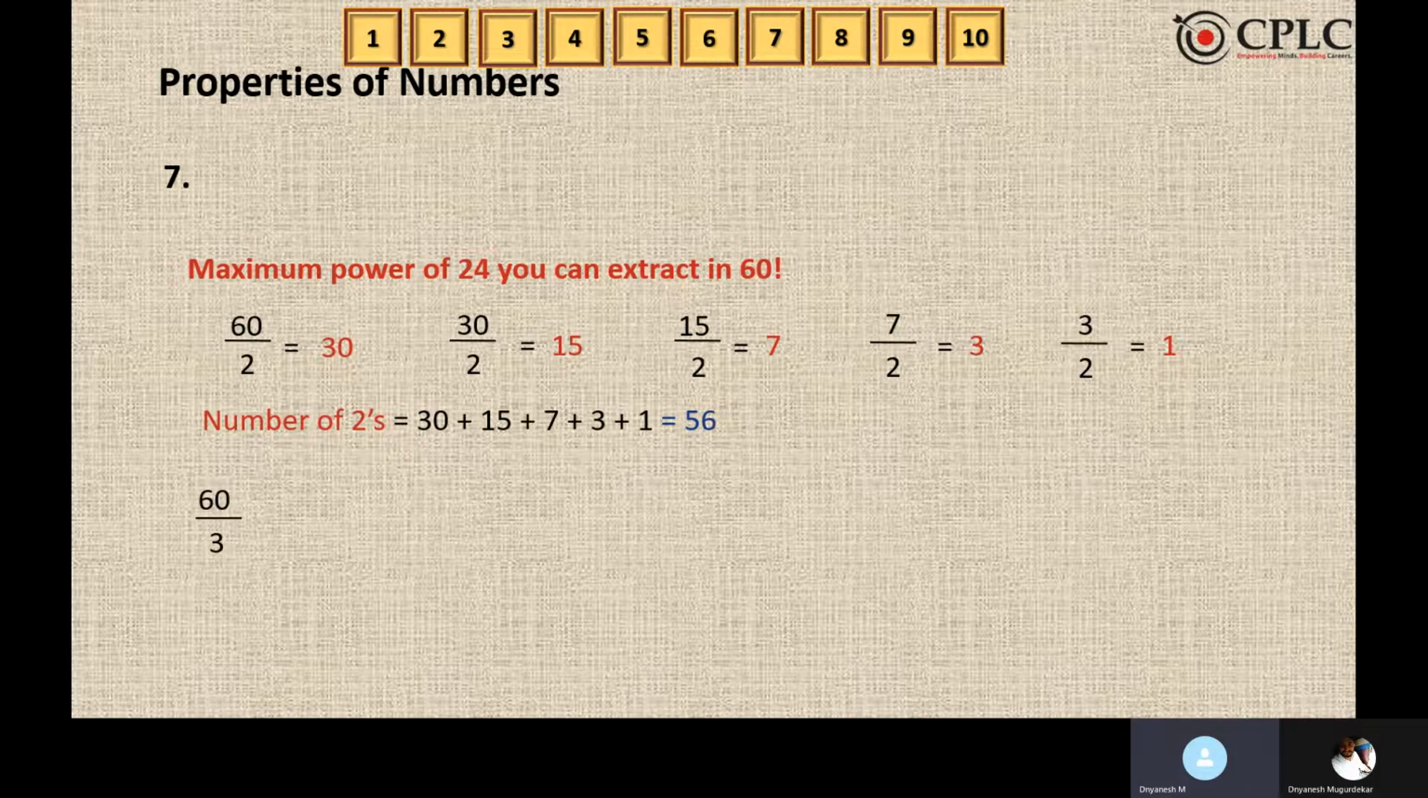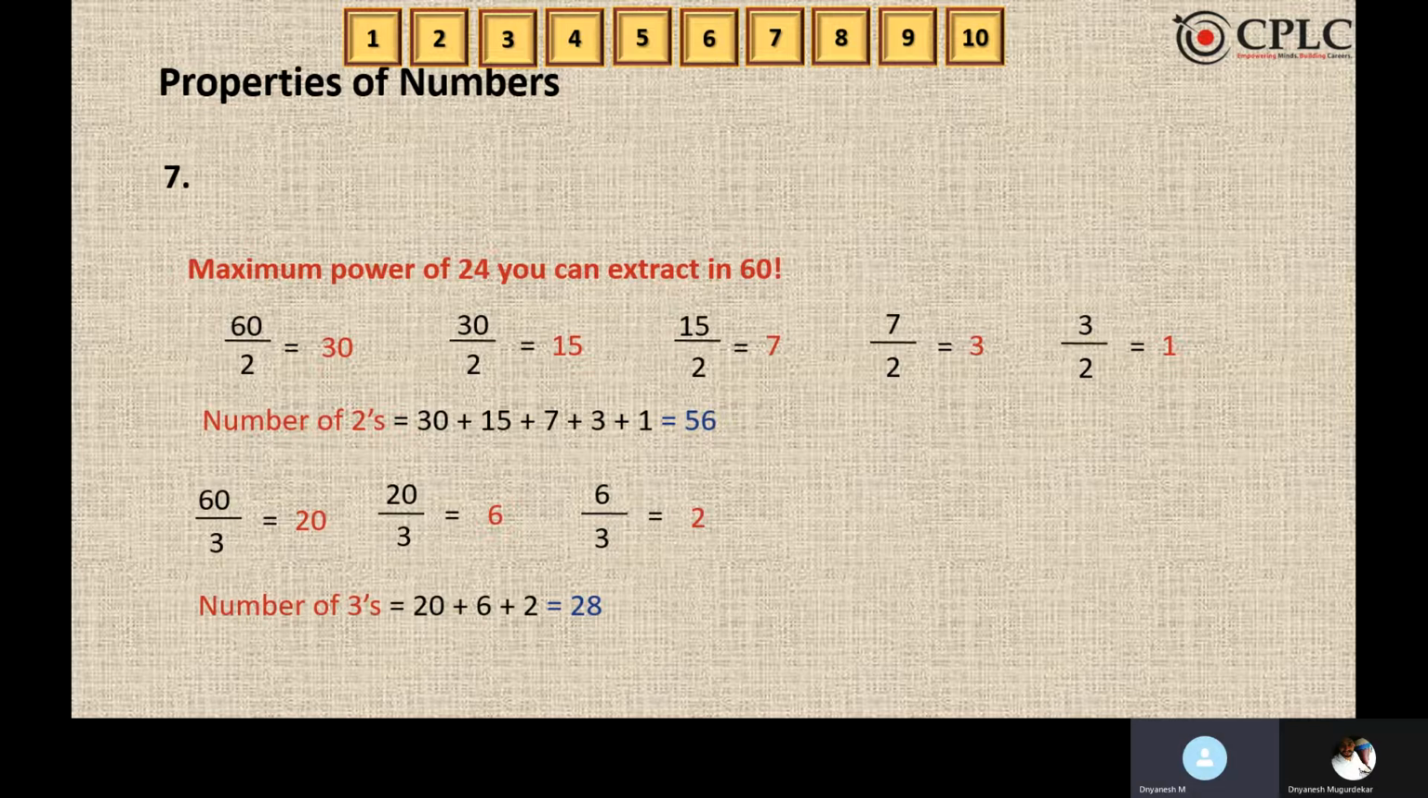Let's see how many 3's are there in 60 factorial. So 60 divided by 3, quotient is 20. 20 divided by 3, it is 6. 6 divided by 3, it is 2. 2 divided by 3, quotient is 0. We will stop there. Whatever the numbers that we have got, we'll add all of them. So 20 plus 6 plus 2, that is, 60 factorial has 28 3's present in it.